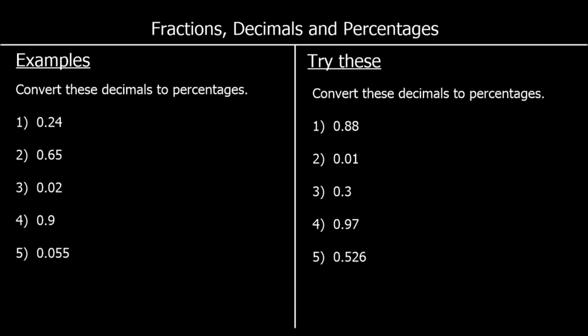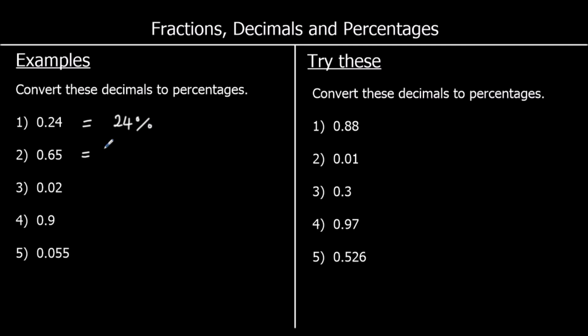So these first questions are converting decimals to percentages. To convert a decimal to a percentage, we're multiplying by 100. So we're going to multiply each of these by 100. So 0.24 times 100: times 10 once is 2.4, times 10 twice is 24. So it's 24%.